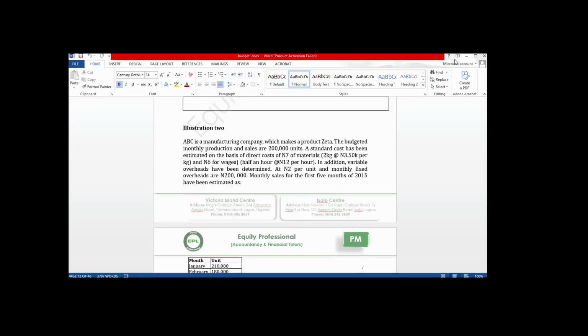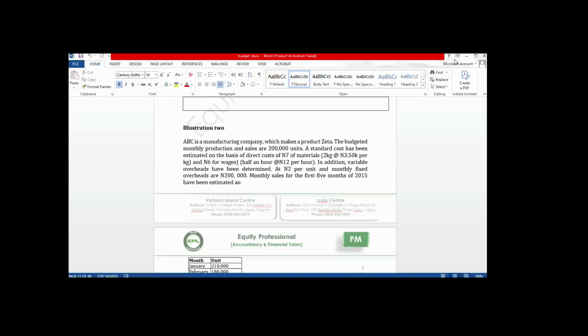Let's continue. In addition, variable overhead has been determined at 2 naira per unit. Monthly fixed overhead are 200,000 naira. Please look at paragraph 1. Paragraph 1 contains so many information.